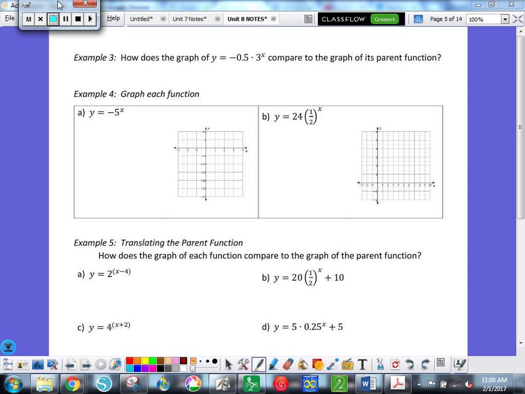How does the graph of y equals negative 0.5 times 3 to the x affect the parent graph? Well, the parent graph is 3 to the x. This is the parent. How does the 0.5 affect that graph? It's going to be compressed. How does the negative affect it? It is going to be reflected.